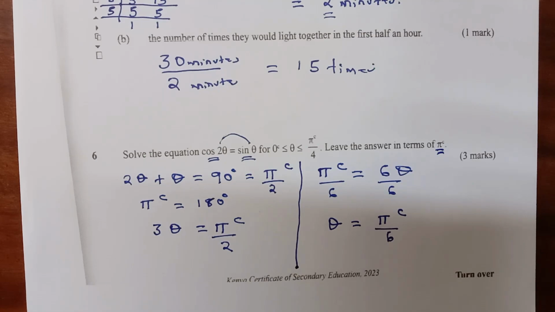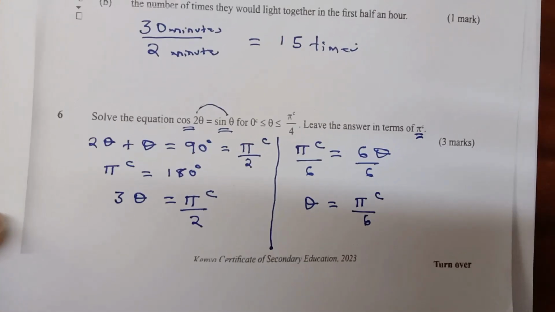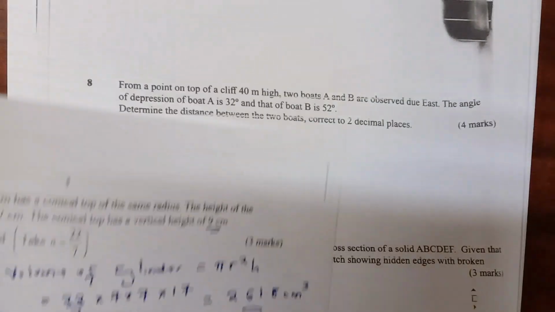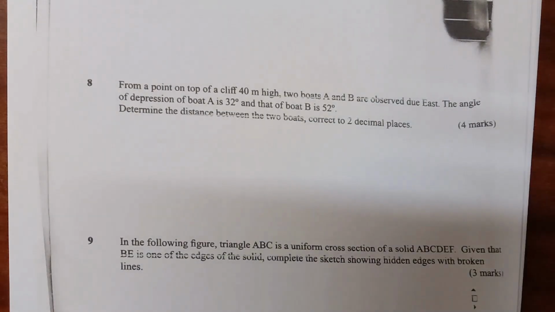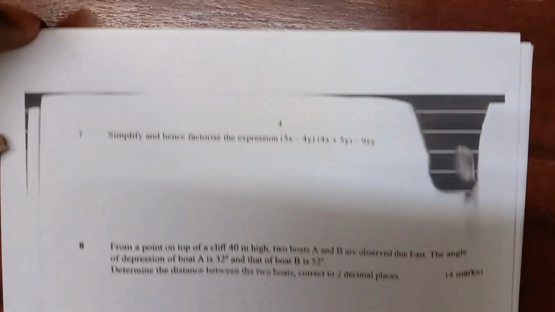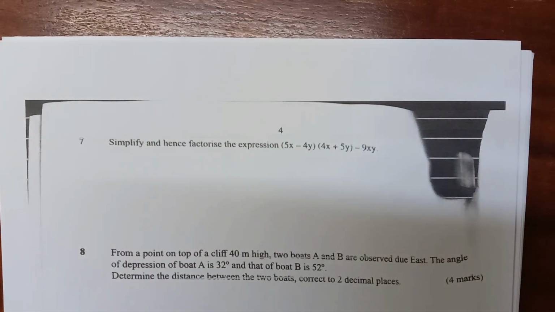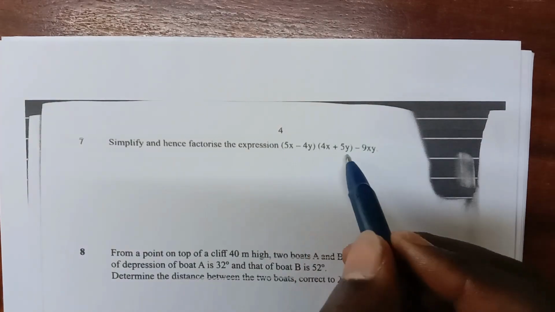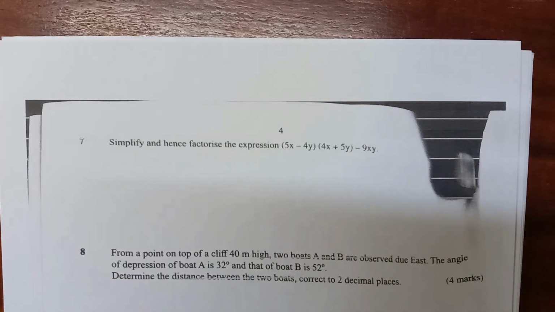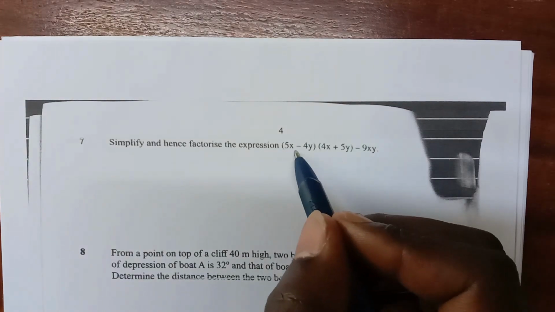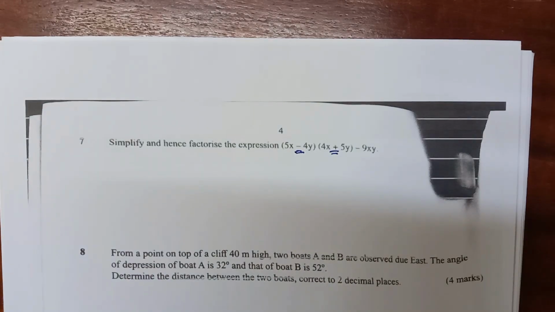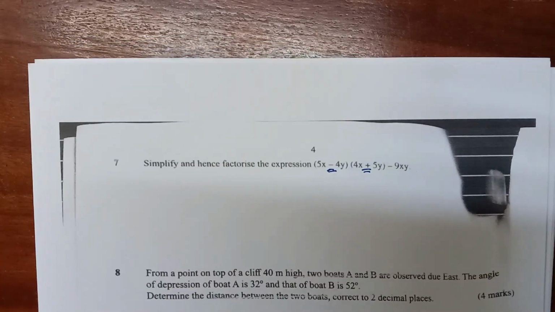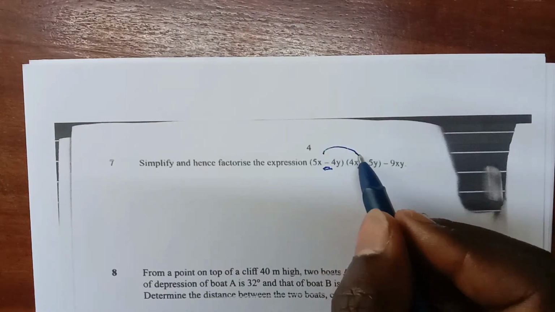Now we are going ahead to look at question 7. What was question 7 requiring the learners to do? Question 7 requires the learner to simplify and factorize the below expression. Here the examiner is testing mostly on expansion, opening up the brackets. Then after expansion you simplify, then you come again and introduce the bracket. That means you factorize. So here we are going to expand these two.